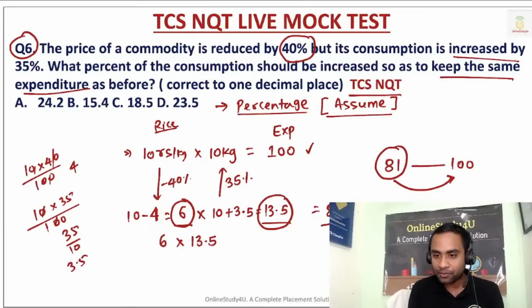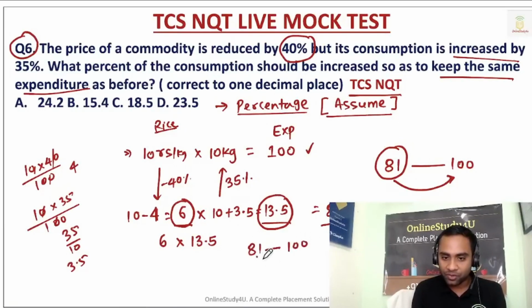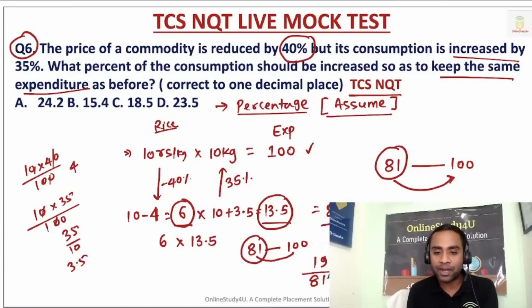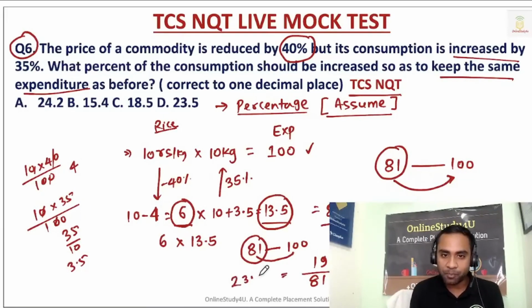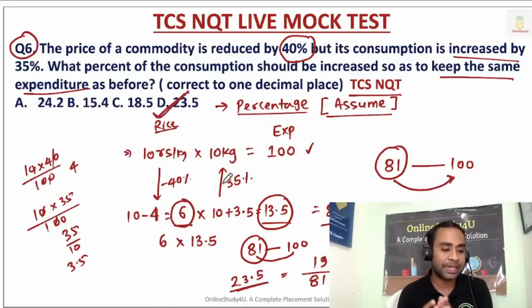You have to calculate the percentage, means multiply by 100. So from 81 again you want to make it 100. What is the difference? Difference is 19, right? And then from which value, from 81, and multiply by 100. So 23.5 will come. So option D will become the correct answer for this particular question.